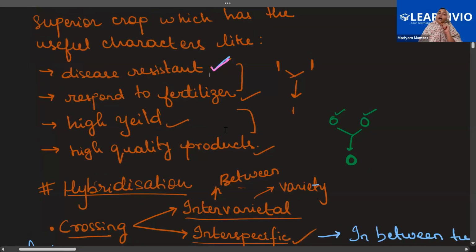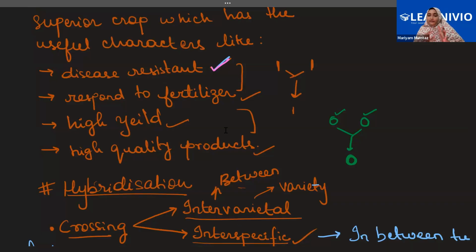High yield means a lot of crops will be produced, right? For example, if it is a mango tree, a lot of mango will be produced on that tree. Big size, juicy, nice mango. And high quality products again refers to the yield of the crop.